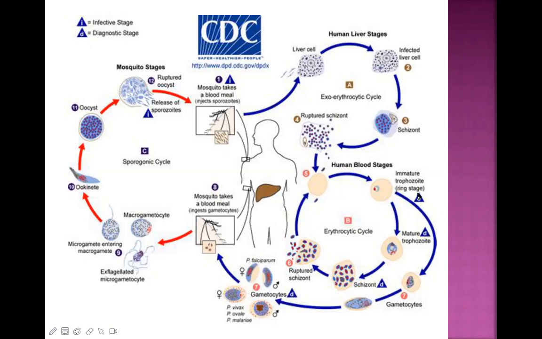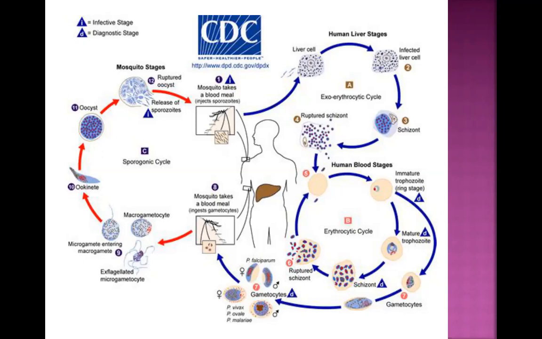This ring stage is a diagnostic stage. Schizont is a diagnostic stage. Gametocytes are diagnostic stages. So many different diagnostic stages are there. Whenever we take blood from a suspected patient, if we see these diagnostic stages in the RBC, that's how we diagnose malaria.